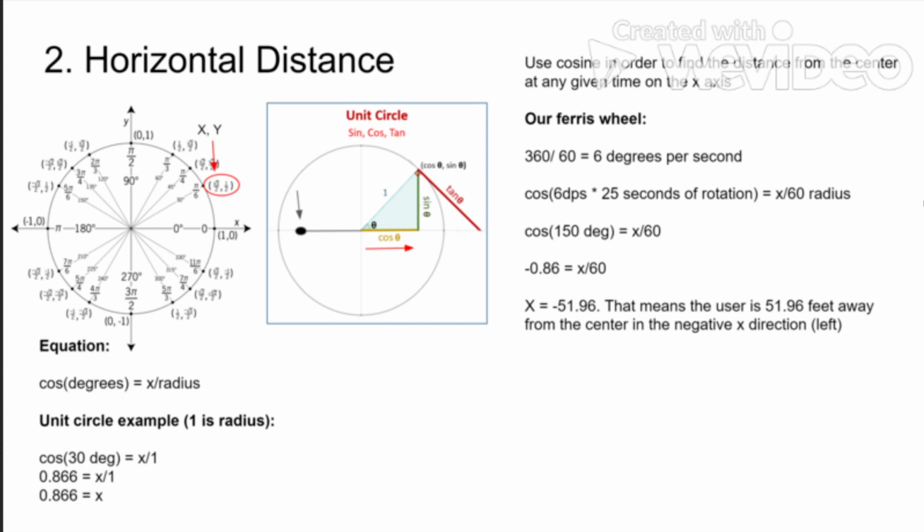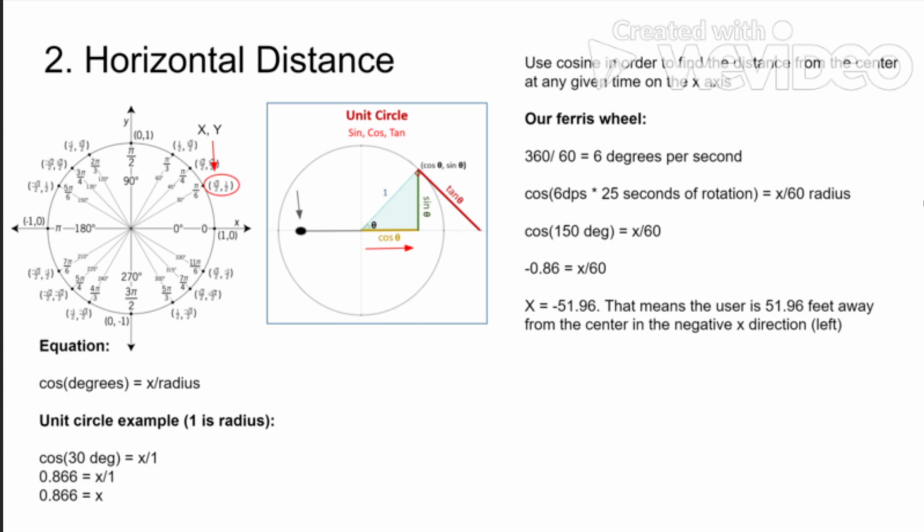So we know that 360 divided by 60 equals 6 degrees per second, 360 degrees being in a circle divided by 60 seconds. Now, if we take the cosine of 6 degrees per second times 25 seconds of rotation, that's our example, where it says horizontal position after 25 seconds, we get cosine of 150 degrees equals x divided by 60. Now, that then results in the number negative 0.86 is equal to x divided by 60.